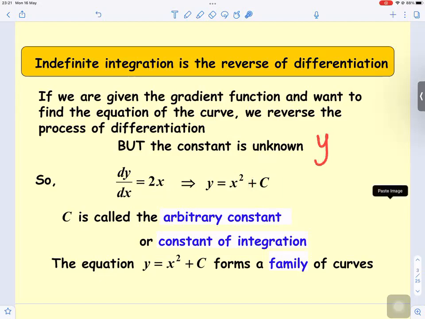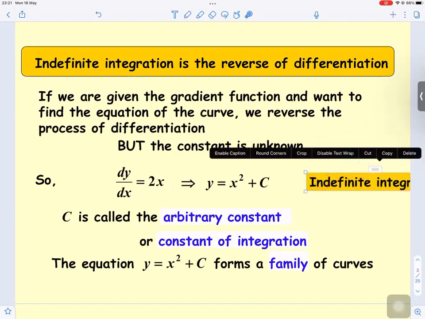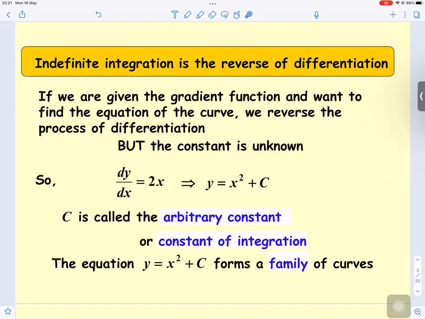So when we had y equals x squared plus 3, y equals x squared minus 1, we do not know the constant, so that's why I'll call it c there. So c is called the constant of integration or arbitrary constant. Constant of integration is the one I use all the time. So the equation y equals x squared plus c forms a family of curves.